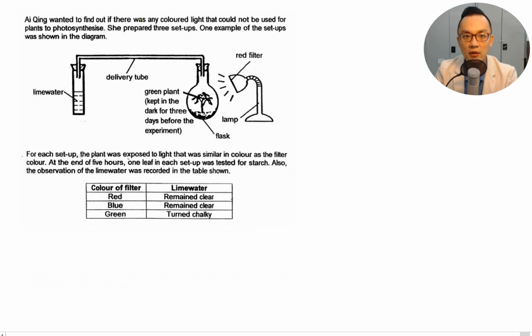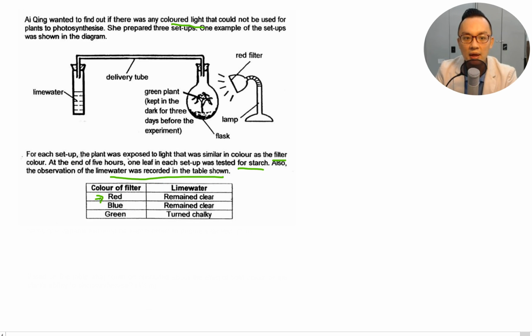I wanted to find out if there's any colored light that could not be used for plants to photosynthesize. There are 3 setups. Some light will give better photosynthesis, some light will give not so good photosynthesis. There is lime water over here. A green plant was kept in the dark for 3 days before the experiment. There's a lamp and a flask. The plant was exposed to light that was similar in color to the filter color. At the end of 5 hours, 1 leaf in each setup was tested for starch. Also, the observation of the lime water was recorded in the table shown below.